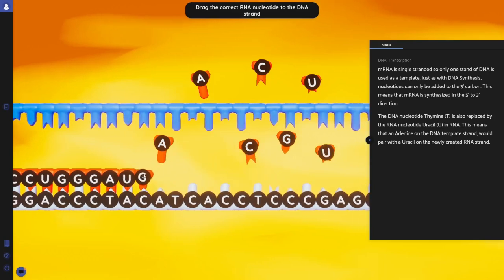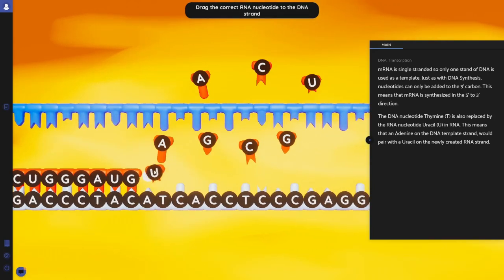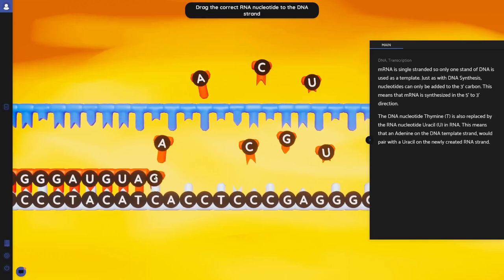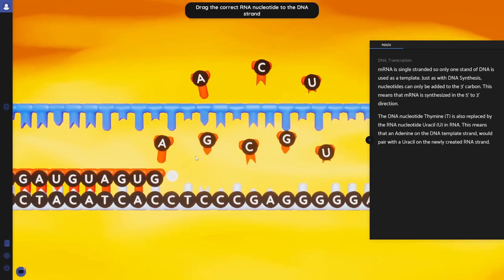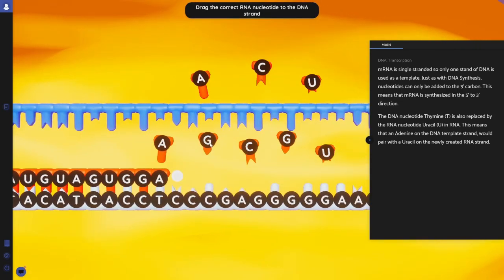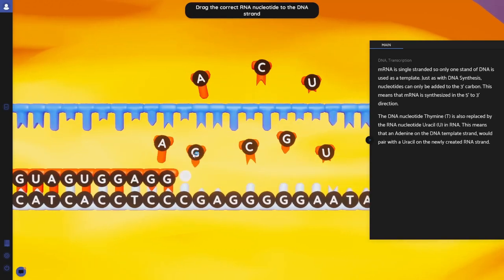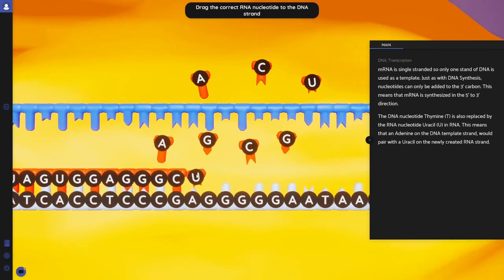So pause is needed. Just remember that G goes with C, A goes with T. It also goes with U. I don't know. A is weird. It's just built different.